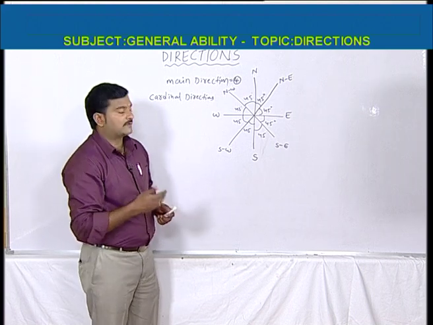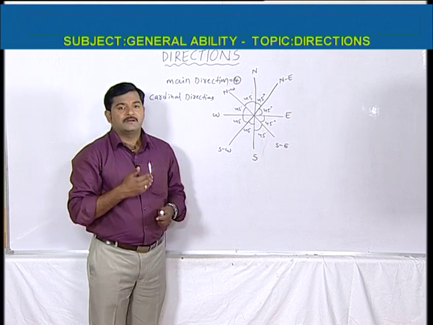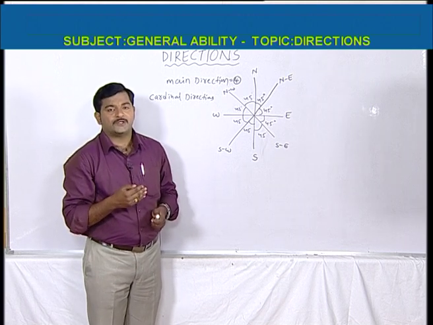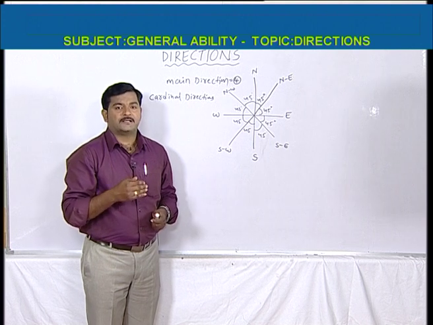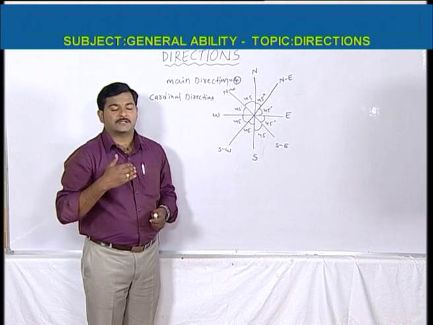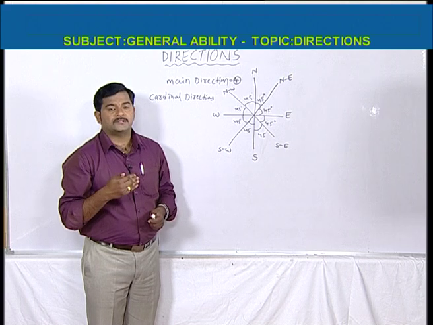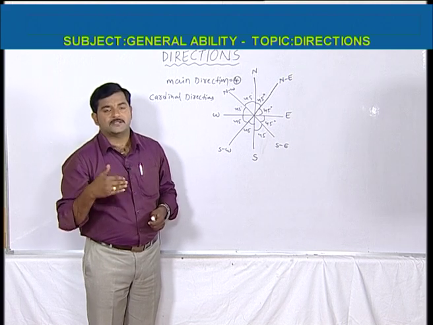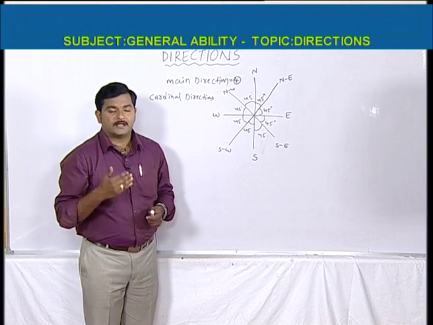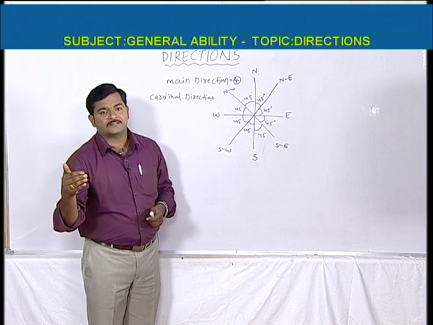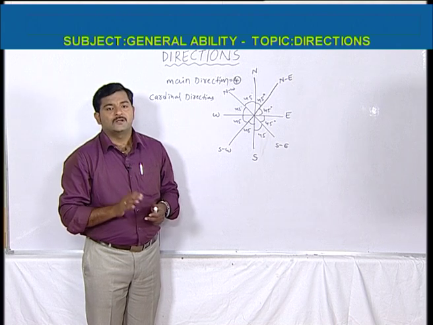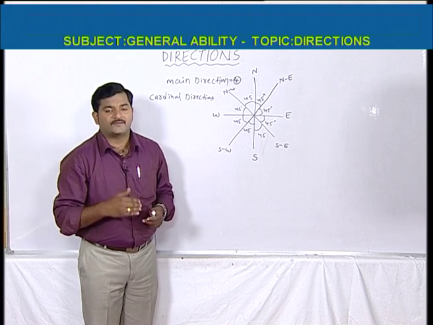degrees. Once again, the angle between two consecutive main directions is equal to 90 degrees, as well as the angle between two consecutive cardinal directions is also 90 degrees. Hence the angle between a direction and its cardinal direction equals how much? Only 45 degrees.